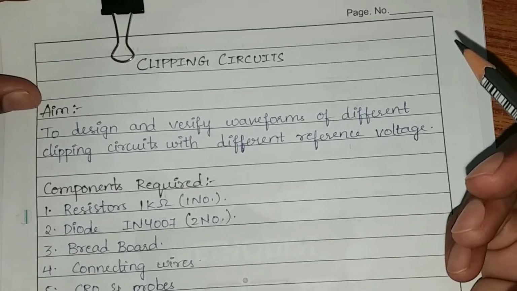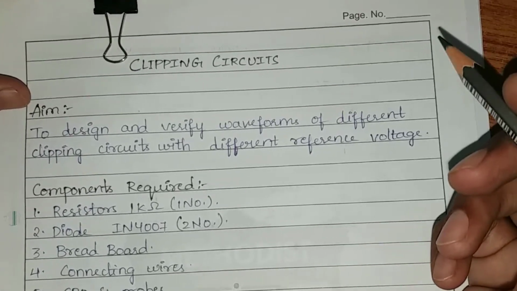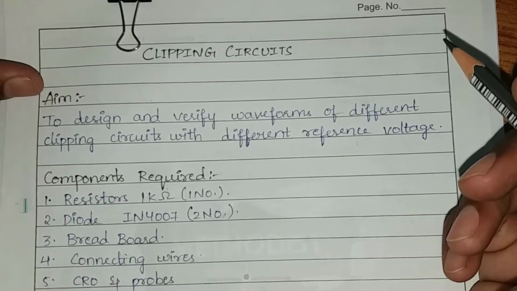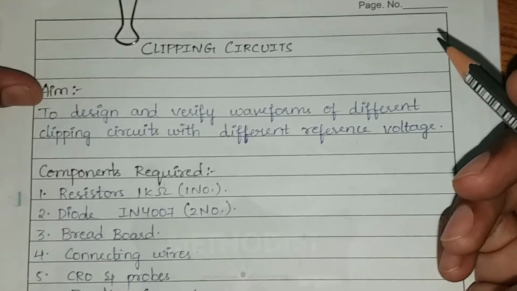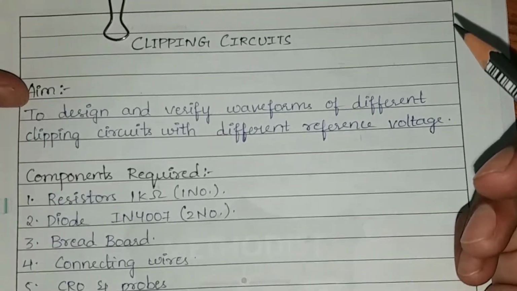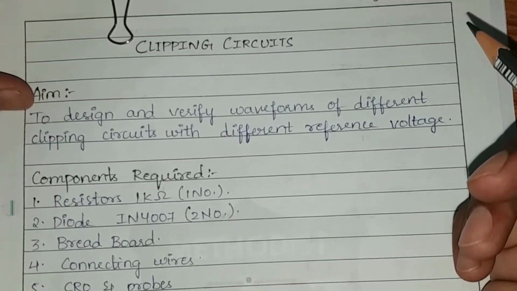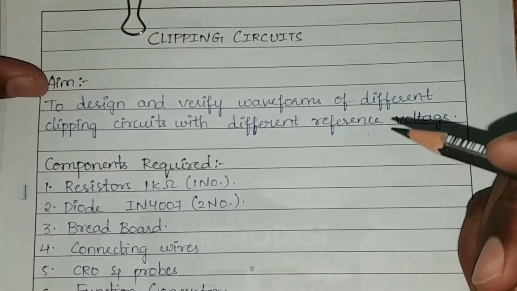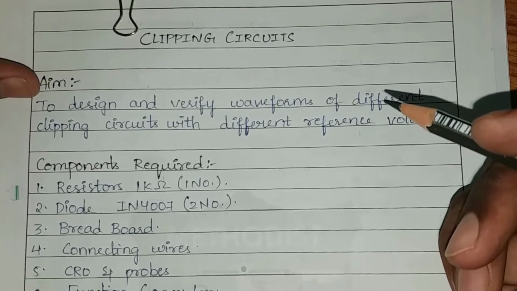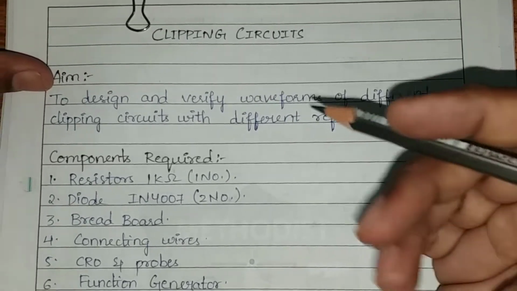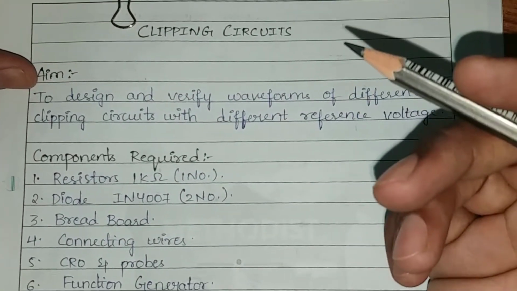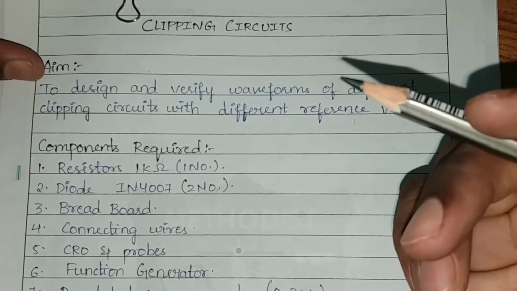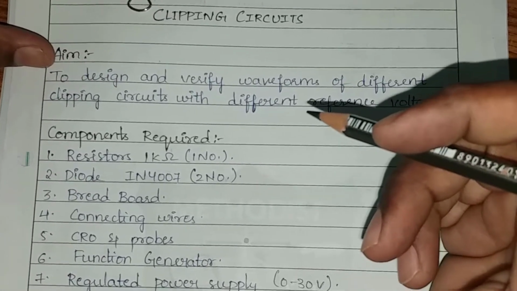The definition of a clipping circuit is that it is an electronic circuit which can clip the unwanted part of the input waveform, and it only passes the desired output waveform without a change in frequency. In this part we are going to discuss how many types of clipping circuits we have, how much reference voltage we need to apply, and how we are going to get the output waveforms. Finally, that we are going to discuss.